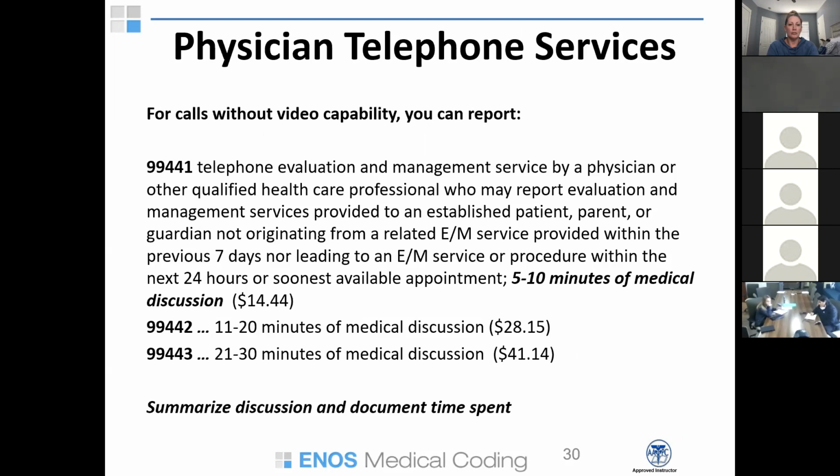We also have the physician telephone service codes. These codes are not paid by Medicare, but other carriers might pay for these if they're not paying for the G2012. And those are 99441, 99442, and 99443 for 5 to 10 minutes, 11 to 20 minutes, and 21 to 30 minutes. And that's not cumulative. That's for that specific telephone encounter. And again, it's not going to be paid if it's bumping up against a visit that occurred in the previous week or that will occur within the next 24 hours or as soon as available appointment.